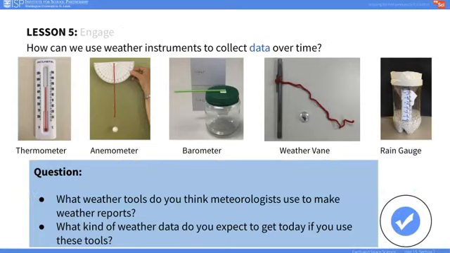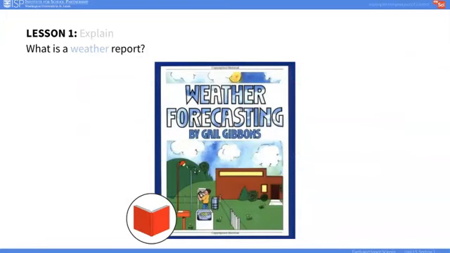In the Engage portion of this lesson, students will consider what weather tools meteorologists use to make weather reports. They will participate in a class discussion recalling the instruments they explored and developed in the previous lessons, which included thermometers, rain gauges, weather vanes, anemometers, and barometers. Students should also consider what kind of weather data they would expect to get if they use those tools today. If time permits, revisit Weather Forecasting by Gail Gibbons using the Read Aloud Guide from Lesson 1 for additional guidance.